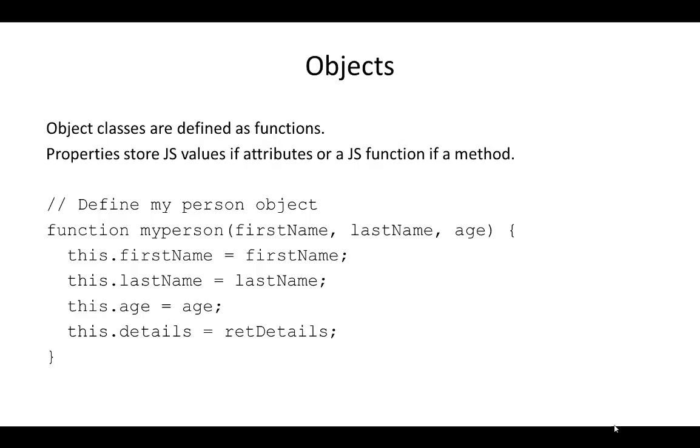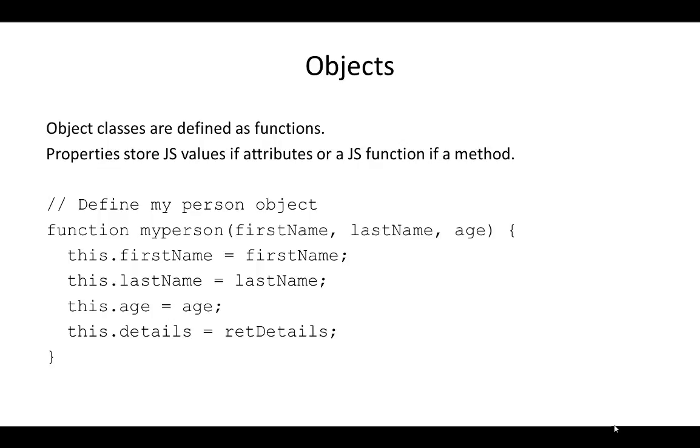So this refers to, if I've created a person, then this refers to the person who has been created. So what it's doing is saying set the value of this instance of the myPerson object to the first name passed in. Set the last name property to the value of last name passed in, and set the age property to the value passed in from age. And this.details, this property called details, I'm setting to a variable called retDetails. We'll see that on the next page.